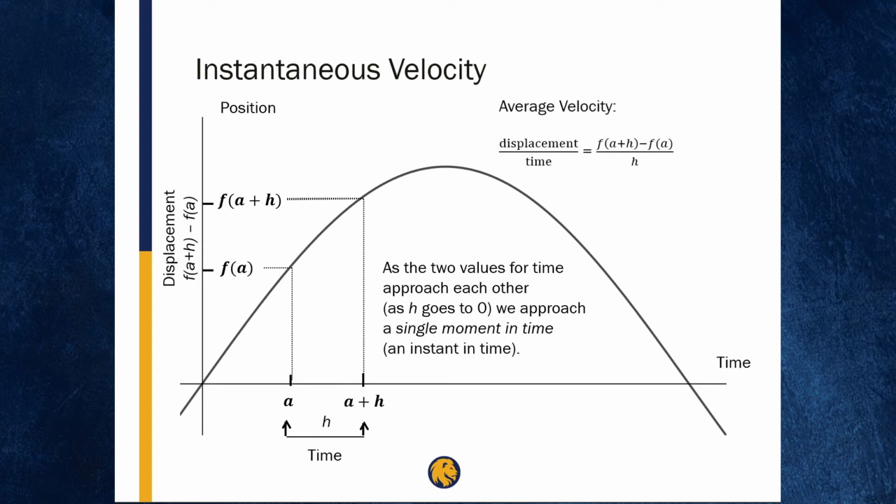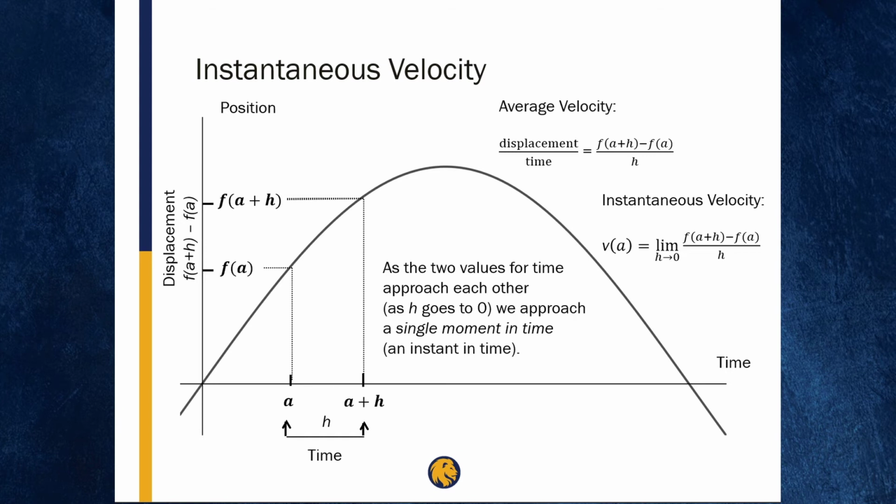Average velocity using the notation I have here would be calculated by displacement over time, which would be f of a plus h minus f of a all over h. On top we take the difference, which gives the displacement, and on the bottom, h is the amount of time that's passed. But this is only average velocity. To do instantaneous velocity, we take the limit as h approaches 0 of this. And as h goes to 0, we get to the instantaneous measurement of velocity.